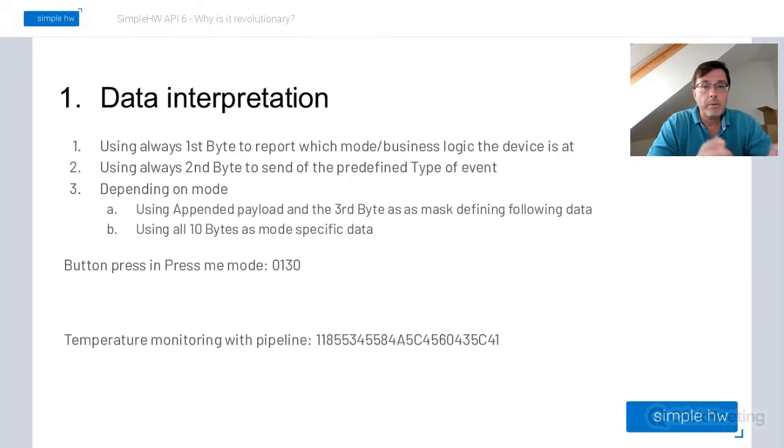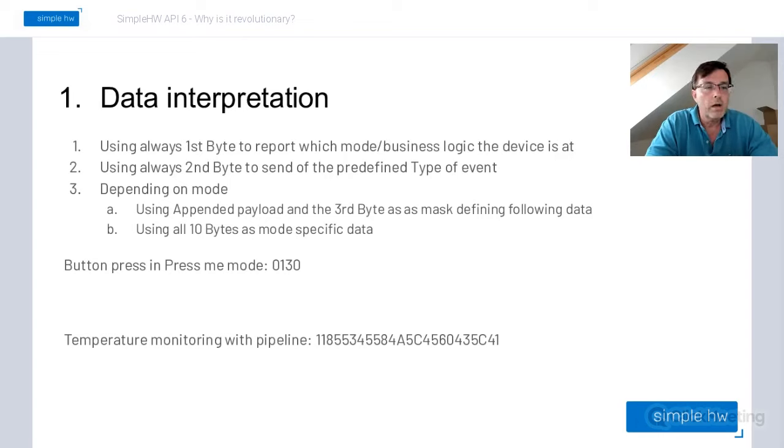So probably the simplest example is how the data looks in the backend. When you have the device in the press me mode, the mode that the devices are shipping with, it looks like 10, this is the first byte, which tells us that it's in the press me mode, and 30, which is the press me event. Basically, everything is hex. So 30 is the press me event in the press me mode.